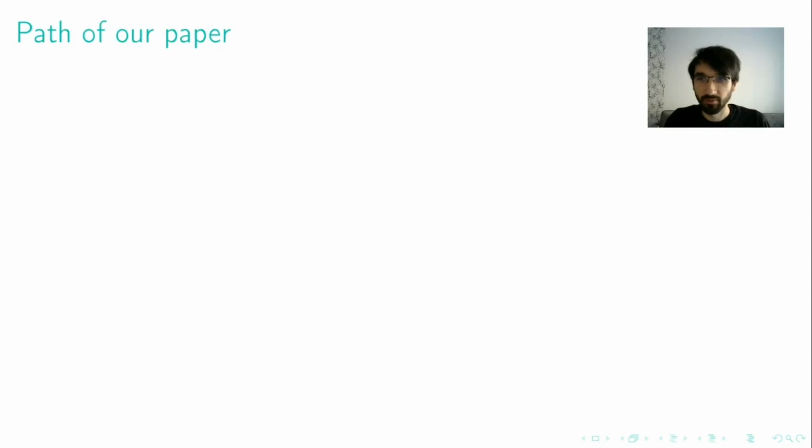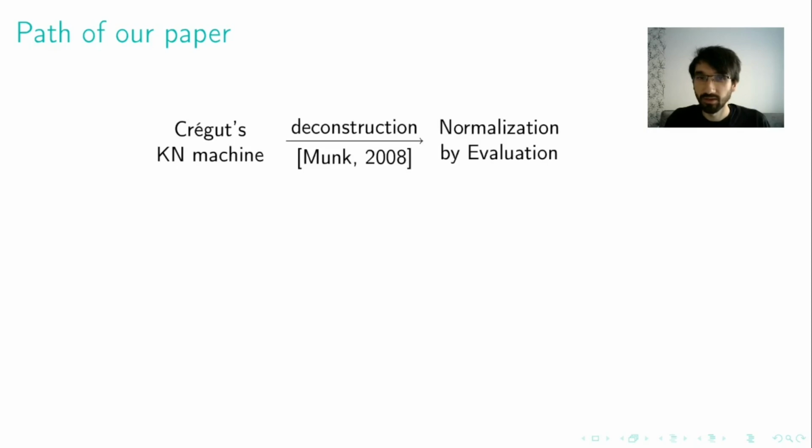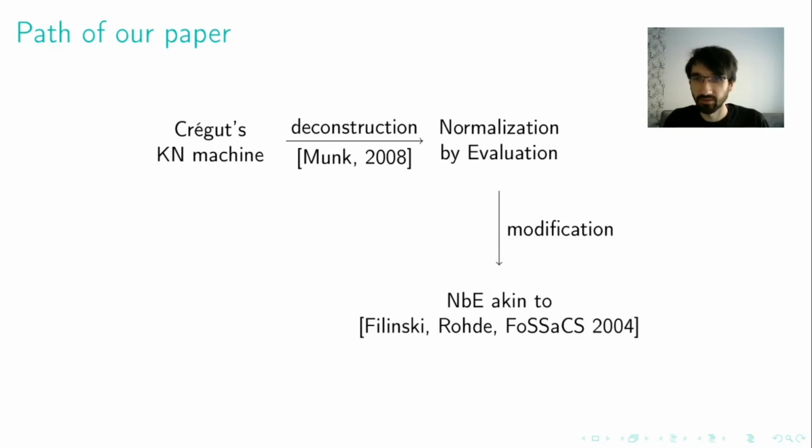And the path of our paper is the following. We start with Crégut's KN machine, which stands for Crégut normalizing, and we deconstruct it because the process we've seen is reversible, and we get an evaluator with normalization-by-evaluation, and similar deconstruction was done also by Munk earlier. Then we modified slightly this NBE, and we obtained an NBE akin to Filinski and Rohde NBE. And then we've constructed a machine named KNV.